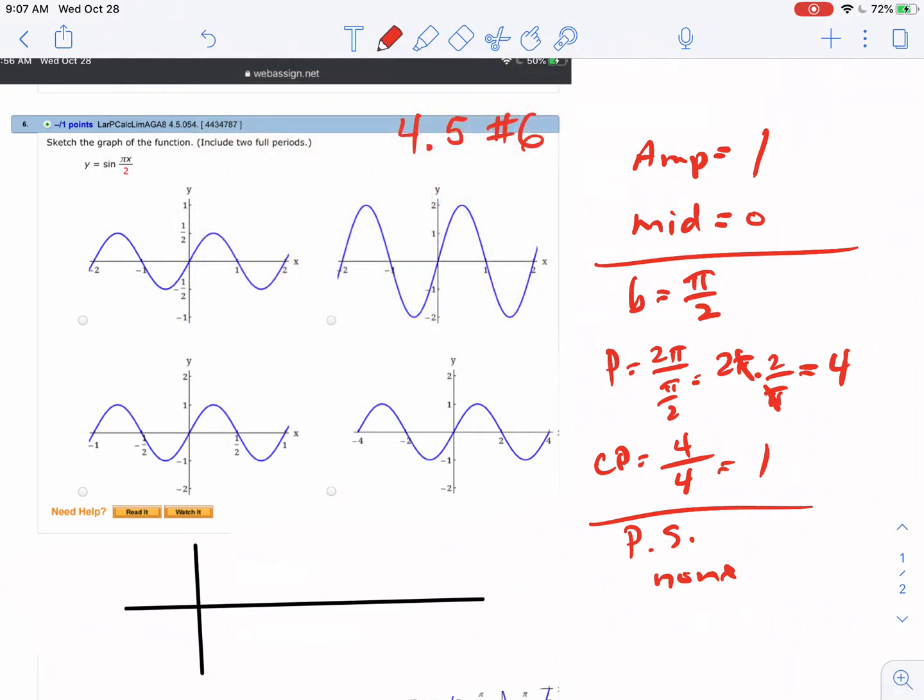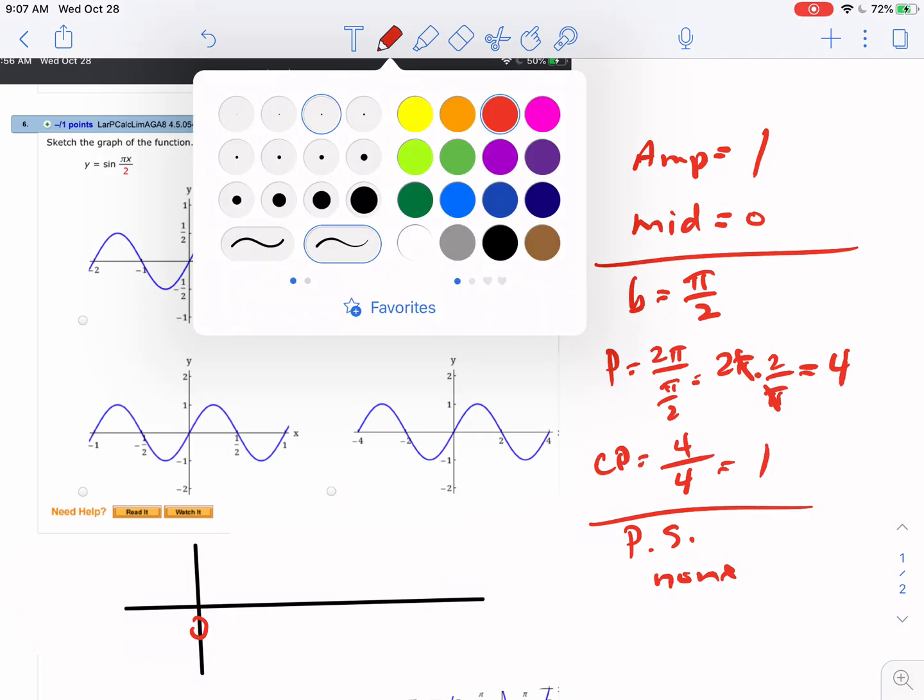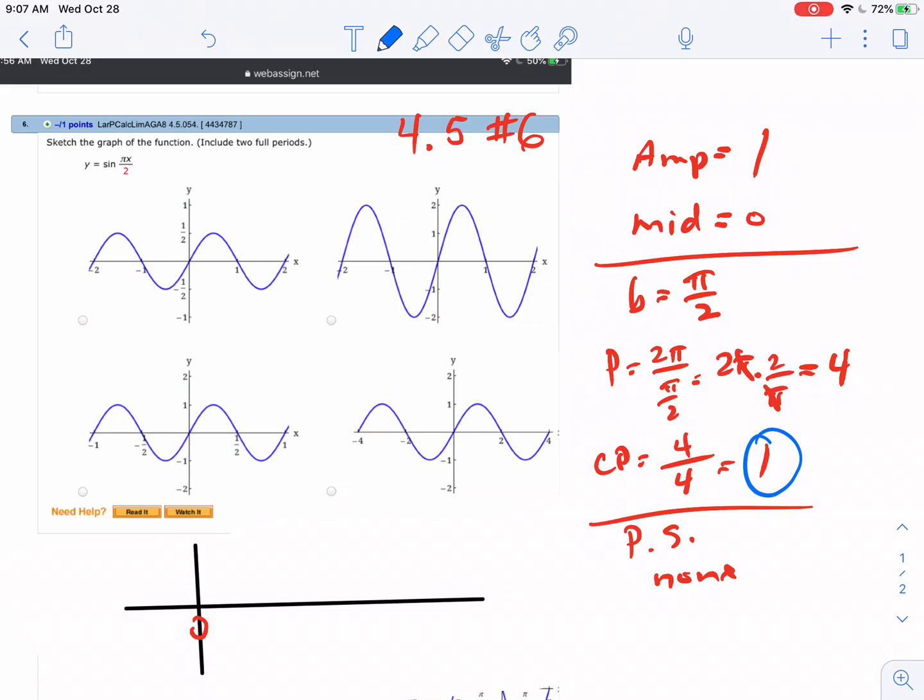Because there's no phase shift, my first critical point will be 0. And then we will just continue to add 1. So I can add 1, I can add 2, 3, 4. That's 1 period of the function. And you can go backwards easily, -1, -2, and so on.